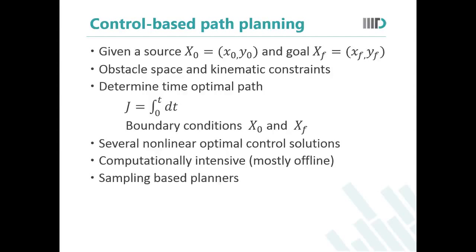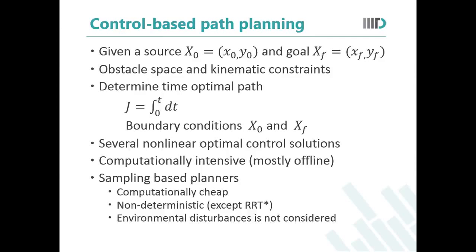Apart from this, you have sampling-based planners. The main issue is that although they're computationally cheap, they're non-deterministic, except, say, the recent RRT star. But even while planning, you don't consider the environmental disturbances explicitly.